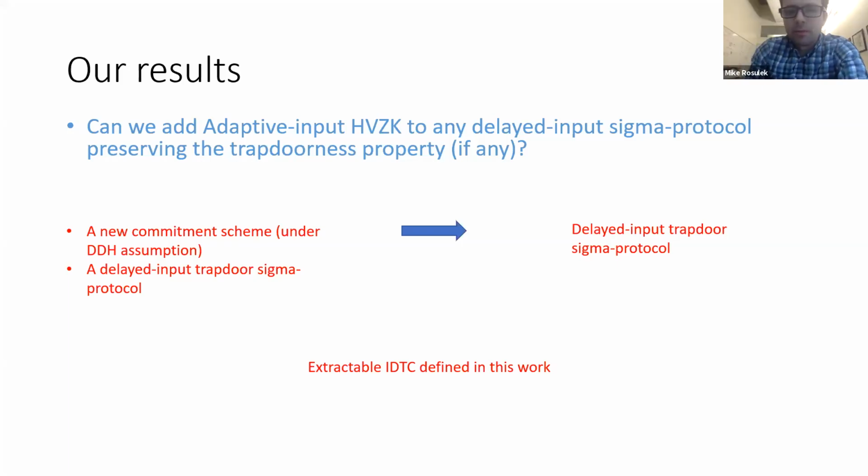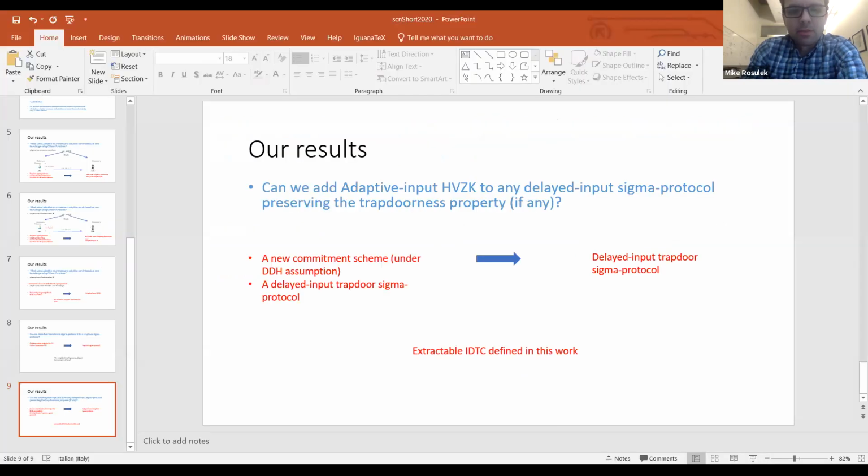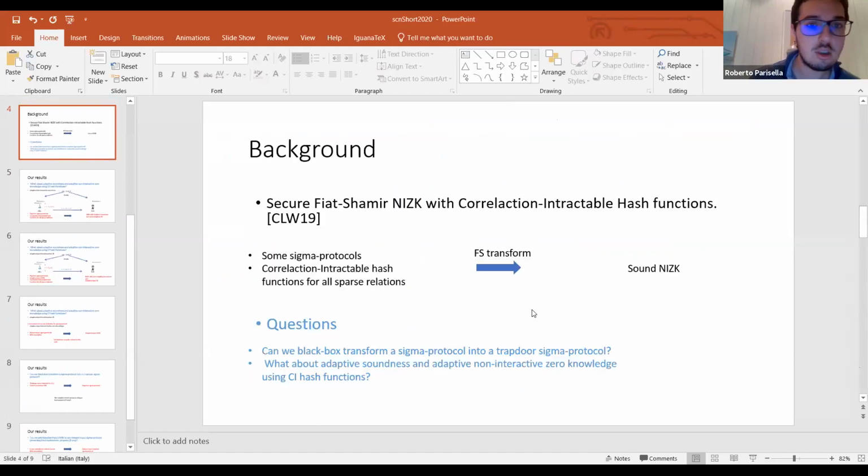Thanks, Roberto. If there are any questions, I'll just remind the participants to use the Q&A feature here on Zoom, and I will relay those questions to the speaker. In the meantime, Roberto, I was just wondering if you could say what these adaptive soundness, adaptive ZK properties are. What is the adaptivity that you're referring to?